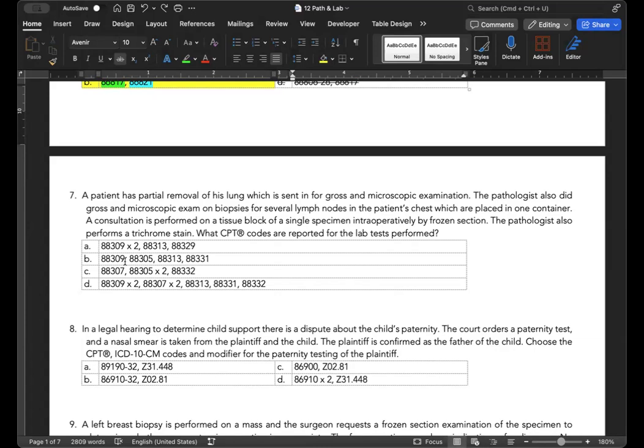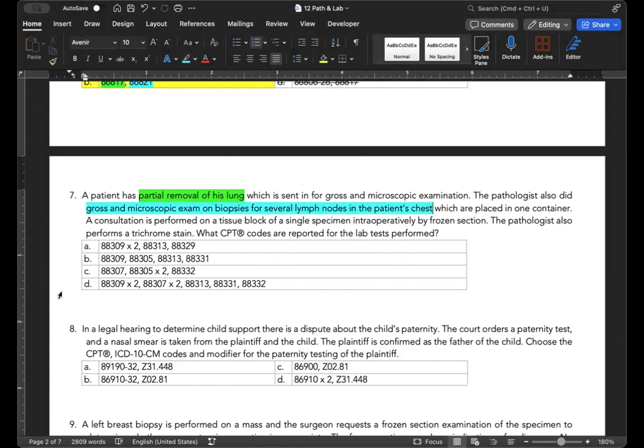So 88309, this is going to be our surgical pathology. And it's got a long breakdown of how many different types of tissues can be looked at. So let's look at the question again. We have a partial removal of the lung that we're looking at. We also have gross and microscopic exams for several lymph nodes in the patient's chest.